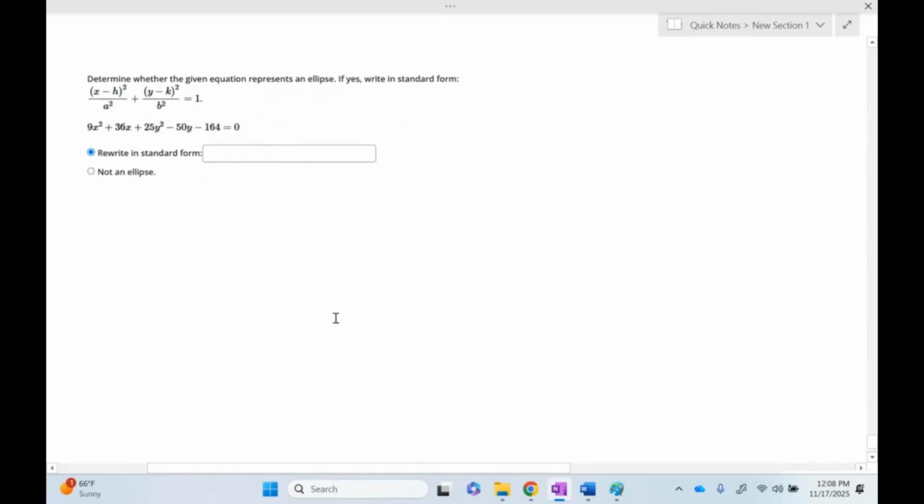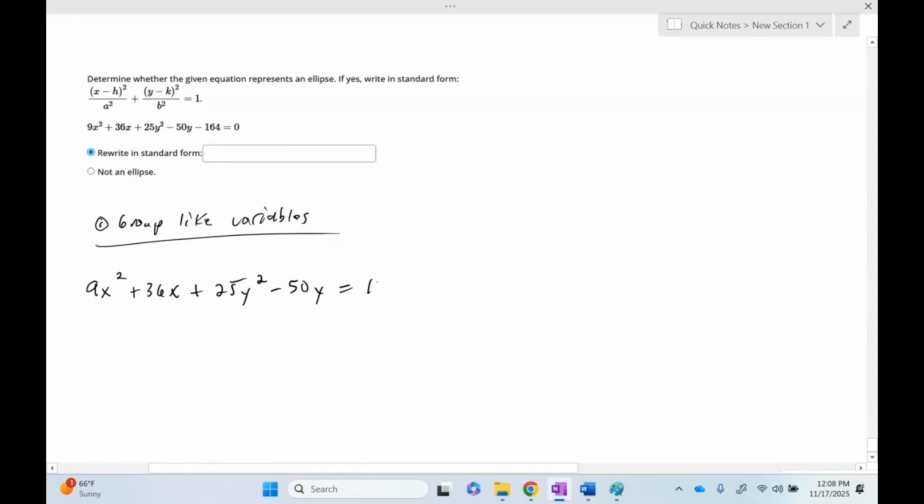All right, so in order to answer this problem, the first thing we're going to do is group like variables. So I have 9x squared plus 36x, just putting those together, plus 25y squared minus 50y is equal to 164. So I left all my variables on one side and I just pushed the constant to the other side.